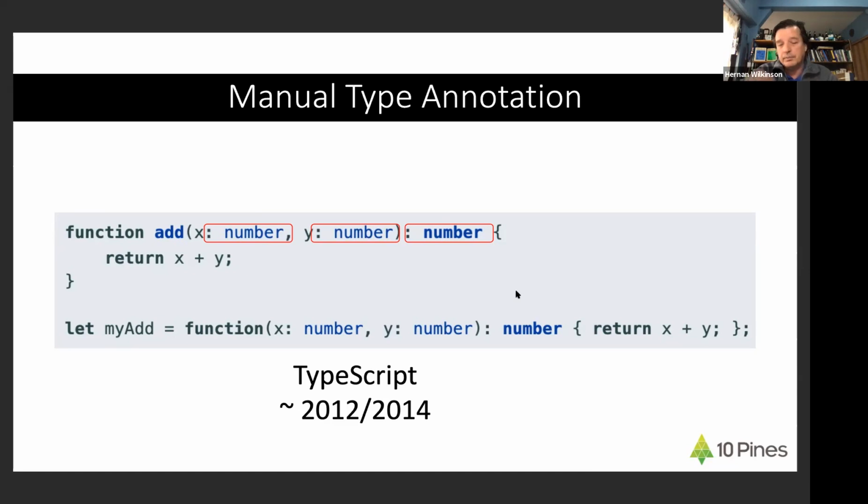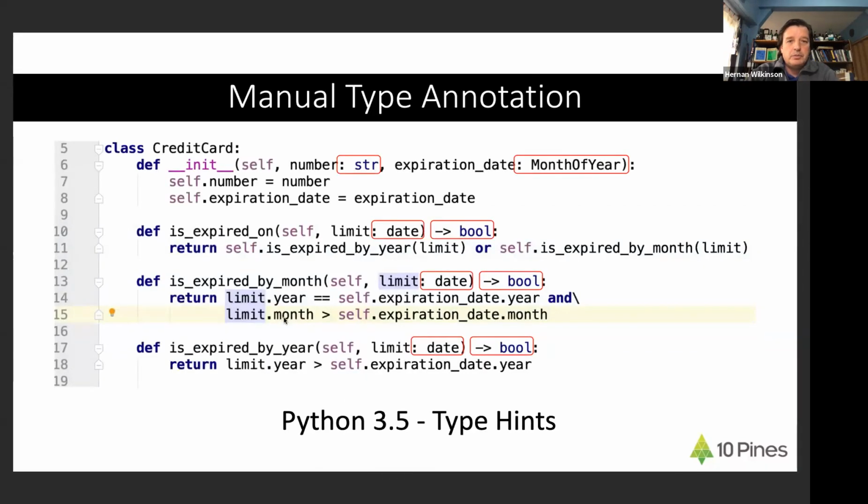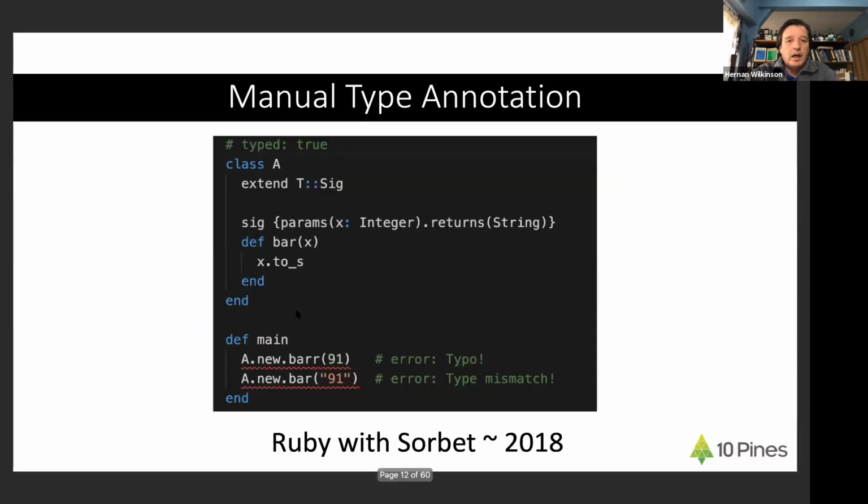People are starting to use TypeScript instead of JavaScript because of the type annotations. And as you can see, the idea is to add type information in the source code. We can see that in Python with type hints, and in Ruby with Sorbet, and it's starting to move more and more on each of these dynamically typed languages.